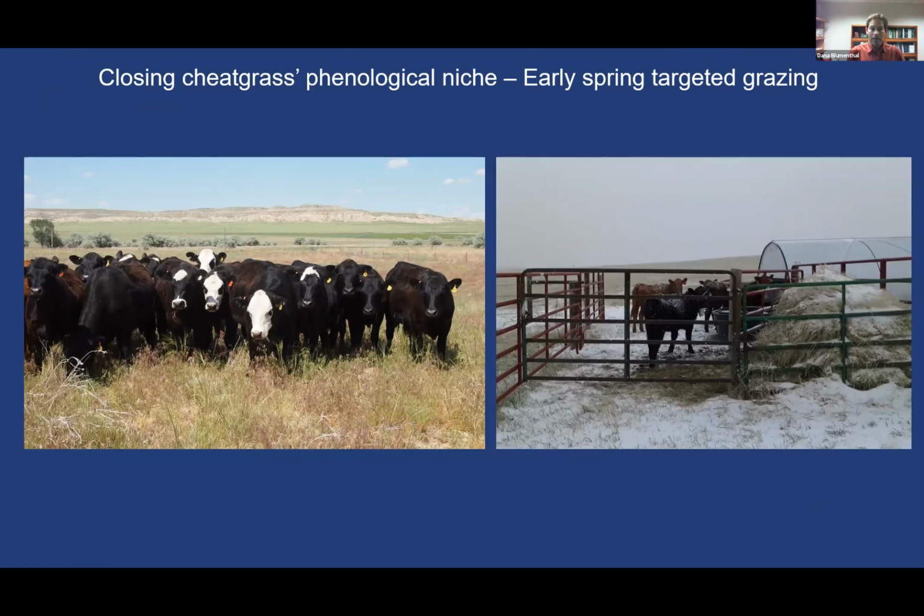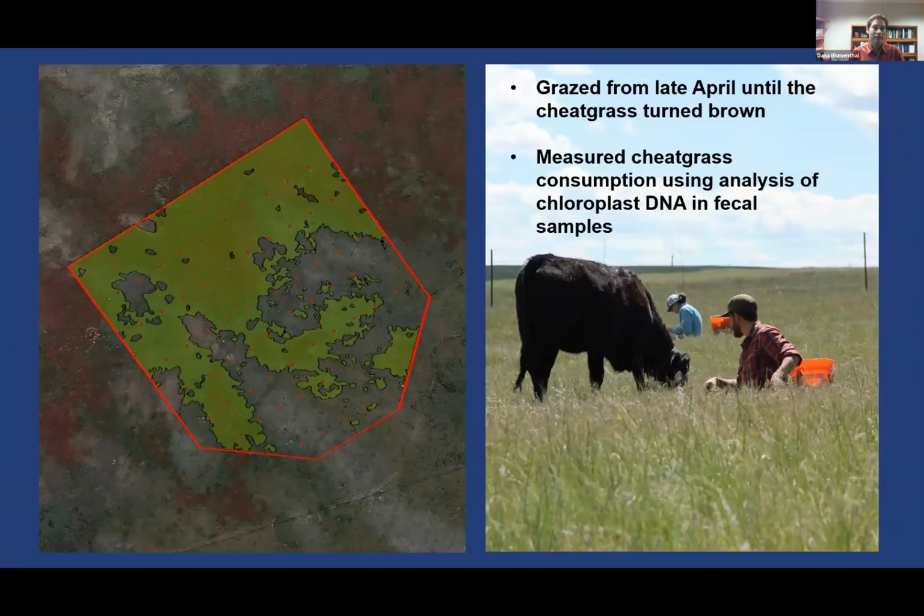So in order to do this, the key is to know exactly when the cattle will eat the cheatgrass. And that's what we've been working on. To figure that out, we set up 2 pastures, each of them 10 acres, that were about half covered in cheatgrass. Here's a map of the Wyoming pasture. And we grazed them in the early spring. And then we measured cheatgrass consumption over time using analysis of the chloroplast DNA in the cattle fecal samples. And that gives you a pretty good idea of how much of what they were eating when.